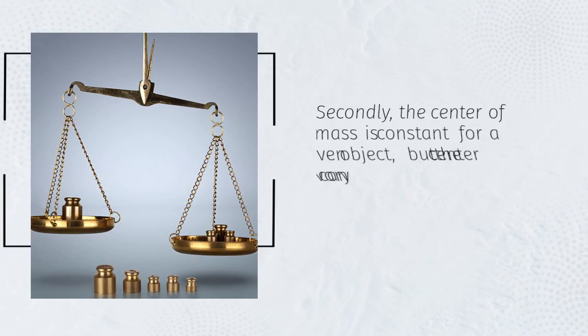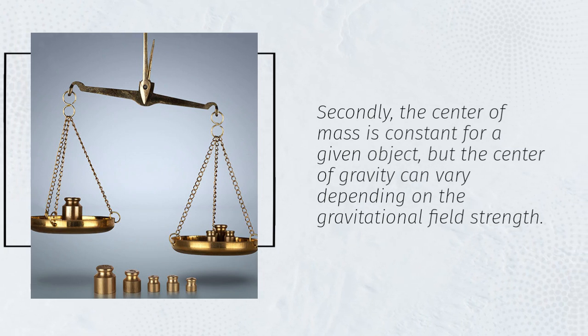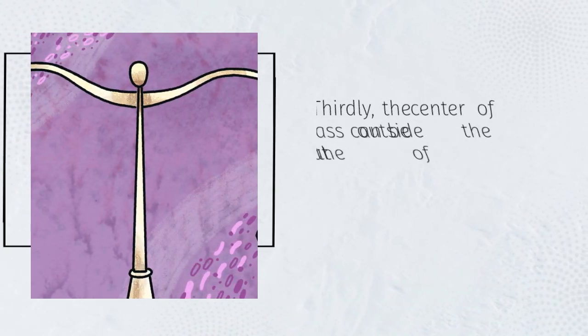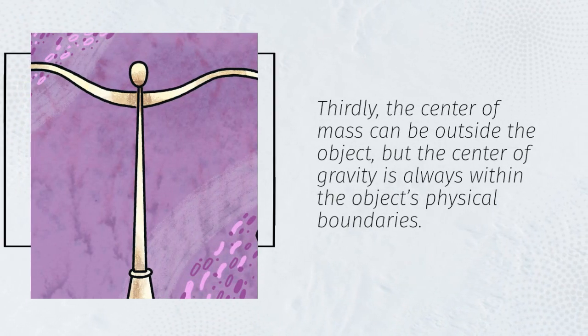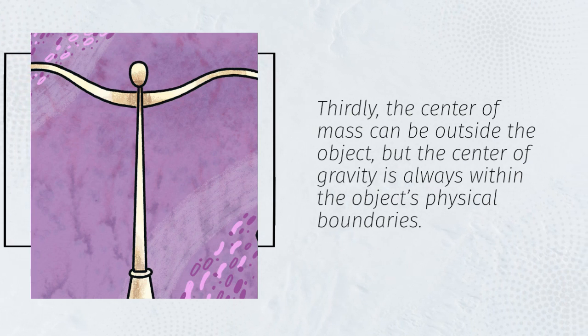Secondly, the center of mass is constant for a given object, but the center of gravity can vary depending on the gravitational field strength. Thirdly, the center of mass can be outside the object, but the center of gravity is always within the object's physical boundaries.